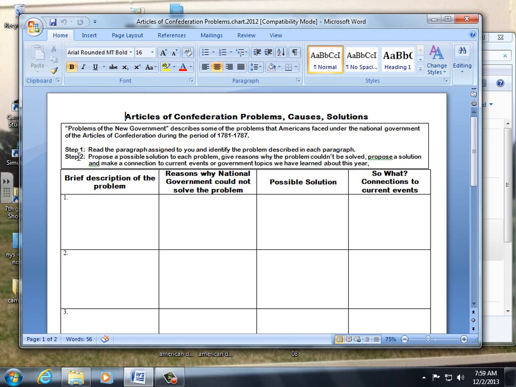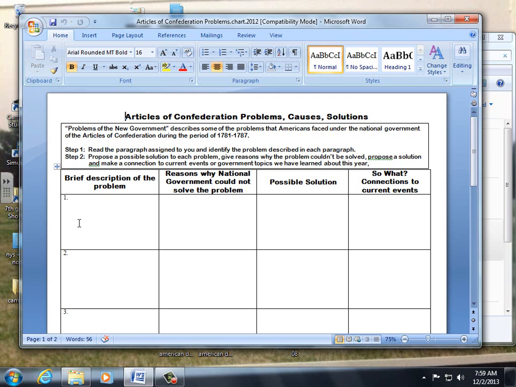Your first step, you will be given a brief description of the problem that the country faced. They're on flashcards, and they're numbered 1 through 6. So for instance, let's say you have the first card. You're going to read the paragraph assigned to you and identify the problems described in each paragraph. So on flashcard number 1, you would go here to the number 1 box, and you would briefly describe the problem that the new nation faced.